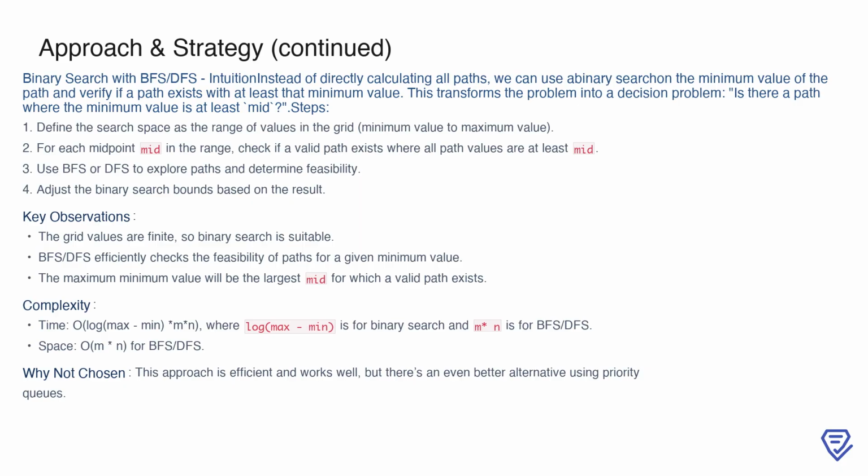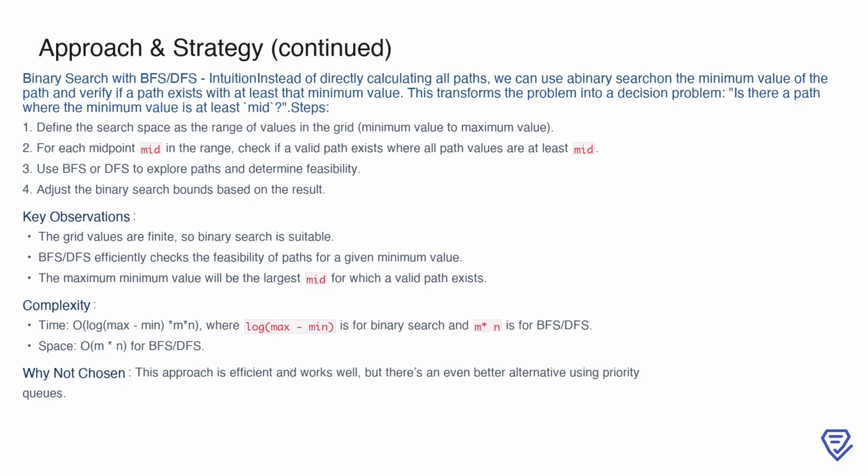Then, for each midpoint mid in this range, we use BFS or DFS to check if a valid path exists where every value along the path is at least mid. If such a path exists, it means we can adjust our binary search bounds to potentially find a larger minimum value. Some key observations make this approach viable. First, since the grid values are finite, binary search is a natural fit. Second, BFS or DFS allows us to efficiently verify the feasibility of paths for a given mid.